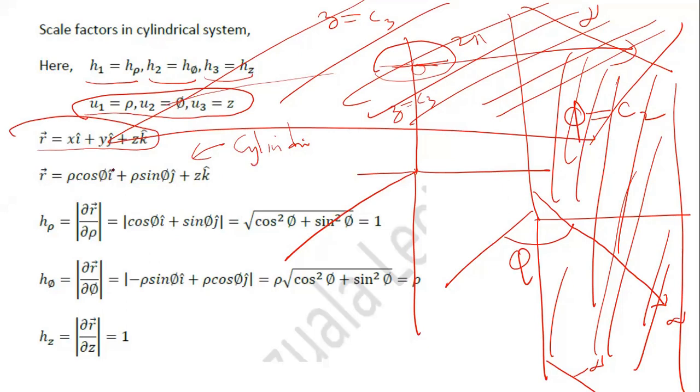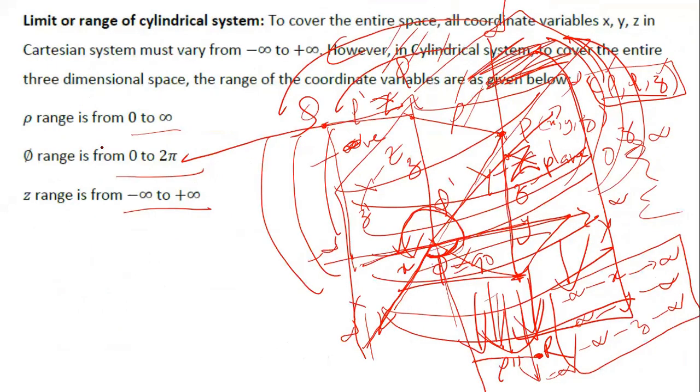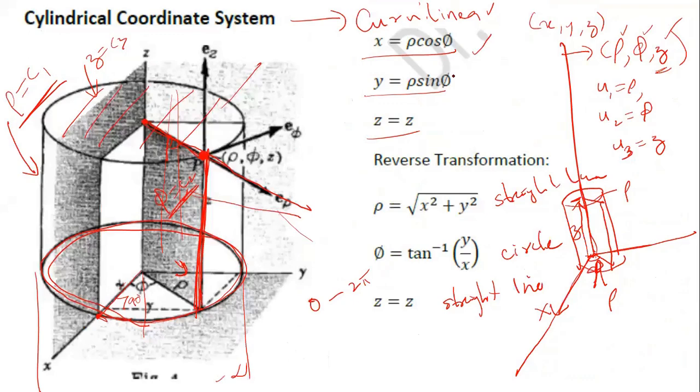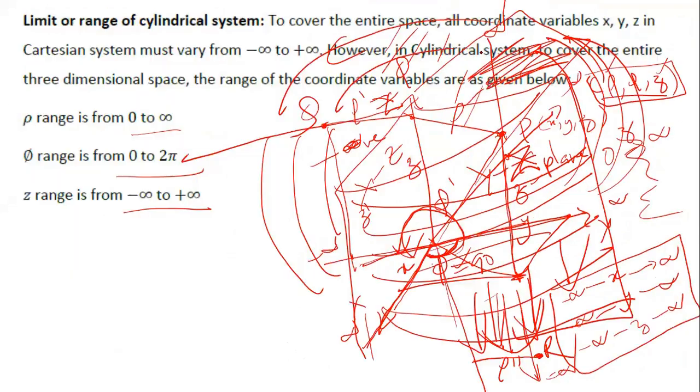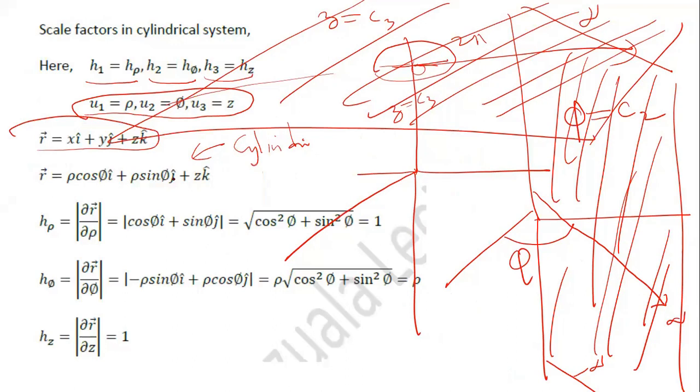X is rho cos phi in the transformation. In the transformation relation, X is rho cos phi, Y is rho sin phi, Z is Z. So following that, this is the position vector in cylindrical coordinate system. Now you can calculate your scale factor, or you can calculate the tangential unit vector also. What is the scale factor now? h rho will be del r upon del rho. See, it was h1 equal to del r upon del u1.